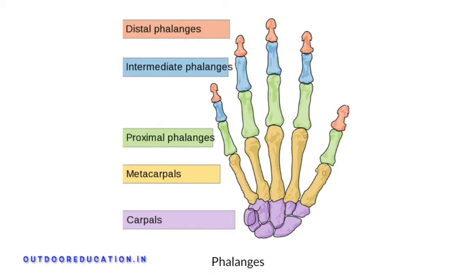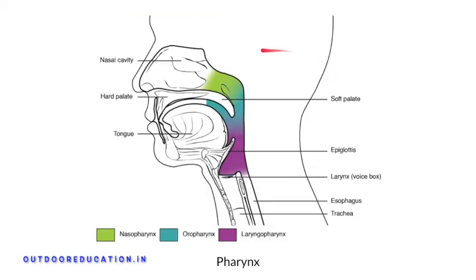Peripheral pulses, these are the pulses which are on the periphery of our body. For example, the radial, brachial, posterior tibial, or the dorsalis pedis, which is on our foot. Phalanges, the toe bones and finger bones. Pharynx, we talked about this. Physiology is the study of body function.